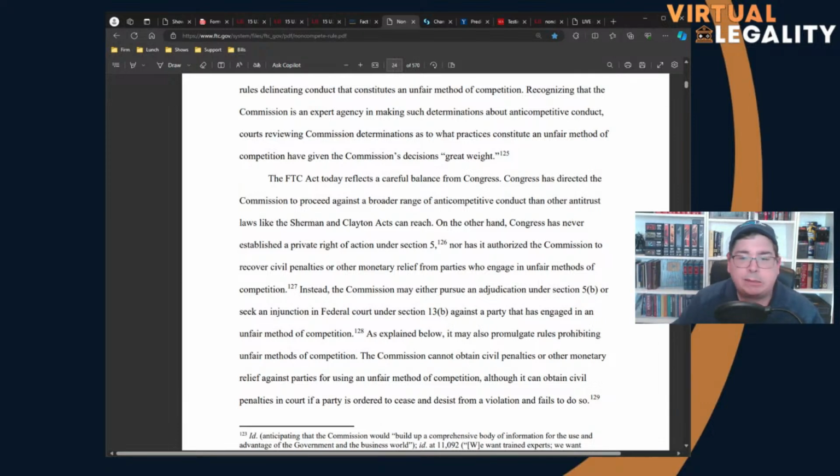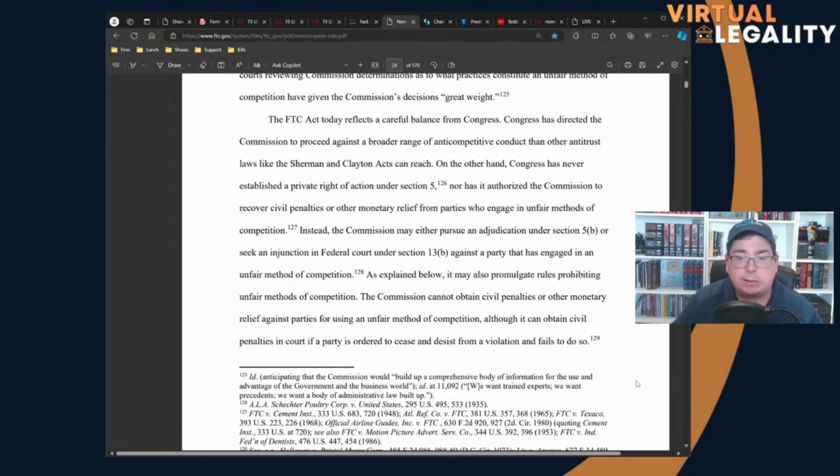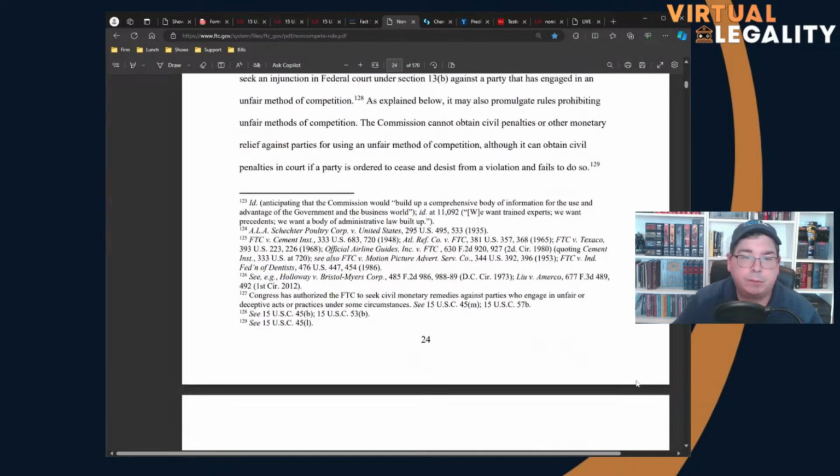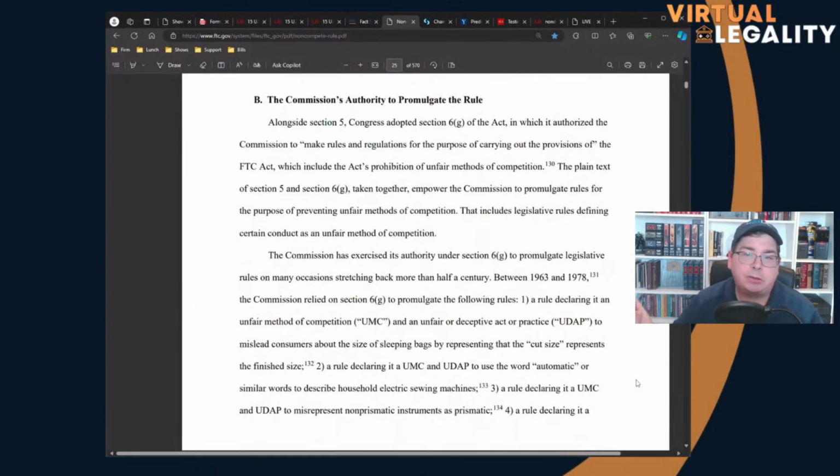The Commission cannot obtain civil penalties or other monetary relief against parties for using an unfair method of competition, although it can obtain civil penalties in court if a party is ordered to cease and desist from a violation and fails to do so. Alongside Section 5, Congress adopted Section 6(g), in which it authorized the Commission to make rules and regulations for the purpose of carrying out the provisions of the FTC Act, which include the Act's prohibition on unfair methods of competition. That's what we looked at as well. The plain text of Section 5 and Section 6(g) taken together empower the Commission to promulgate rules for the purpose of preventing unfair methods of competition.